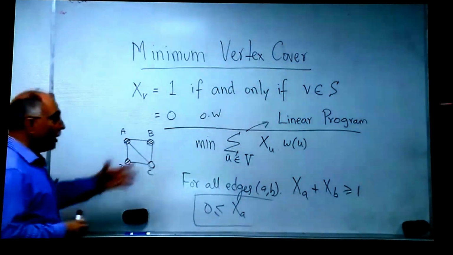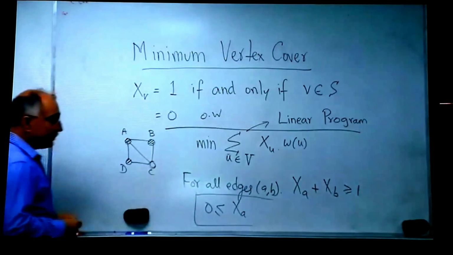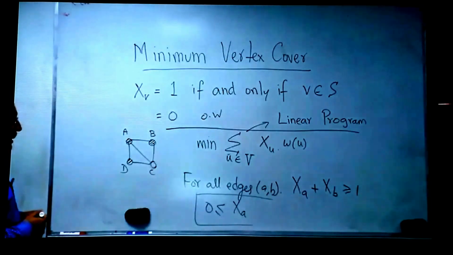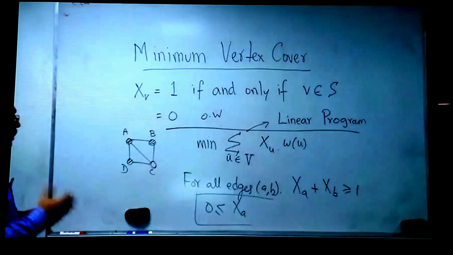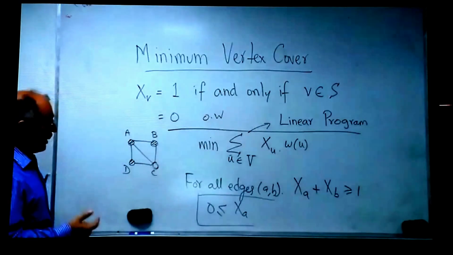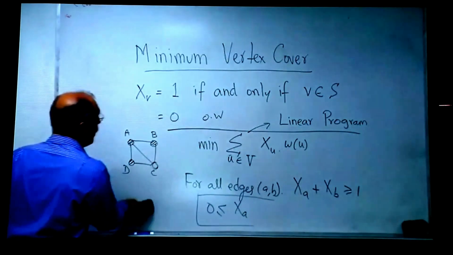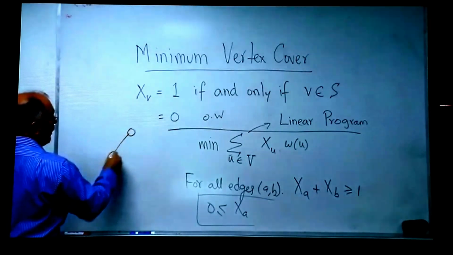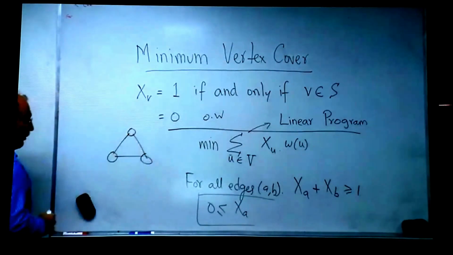And once you get an optimum solution to this linear program, we somehow want to be able to map it to a valid vertex cover. What I mean by map it is the following. When we solve this linear program, in fact, we are not guaranteed that the values of the variables are either 0 or 1. So in particular, let me show you a graph where we will run into the following difficulty.